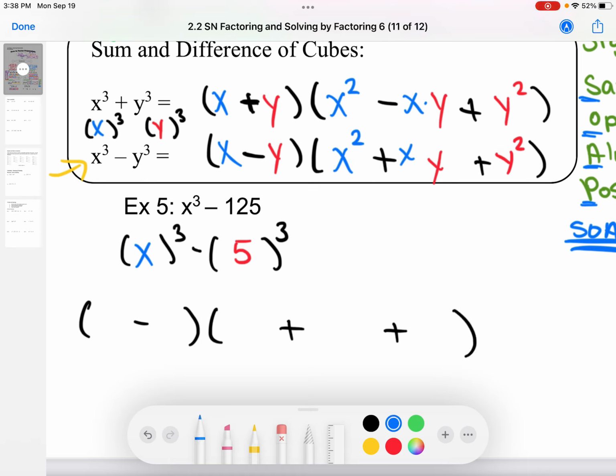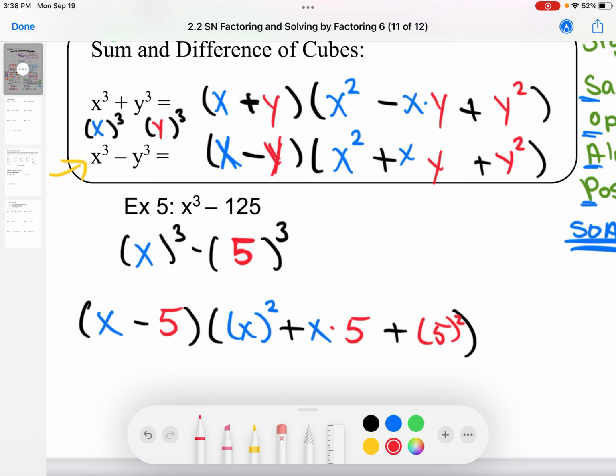Then we plug in. The first parentheses starts with the x and the y. So that's going to be an x and a 5. X minus 5 is that first parentheses. The second parentheses, we'll take the x, we square it. Then we take that x and we multiply it by the y. Our y is a 5. This y gets replaced with a 5. And then we take that y, again 5, and we square it.